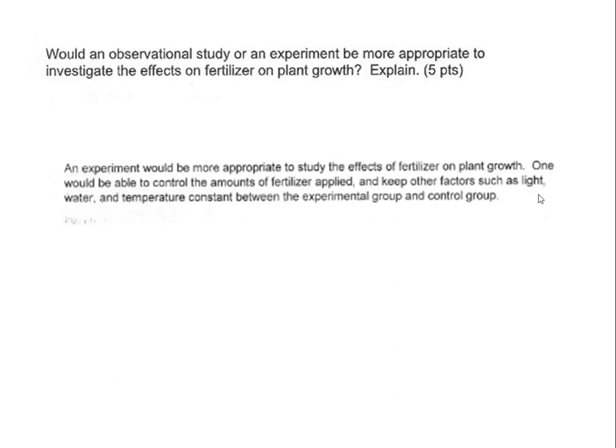An observational study, if we did an observational study out in the field, how are you going to control how much fertilizer each plant gets? How do you know how much they get? And is the light, is the temperature, is the soil the same? So we want to minimize as many confounding variables as we can, and the best way to do that is with an experiment.